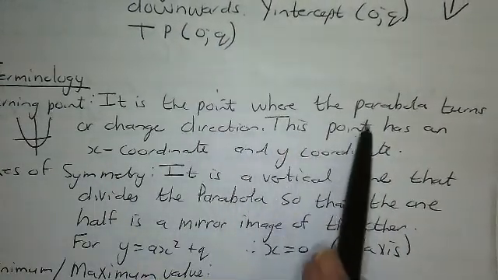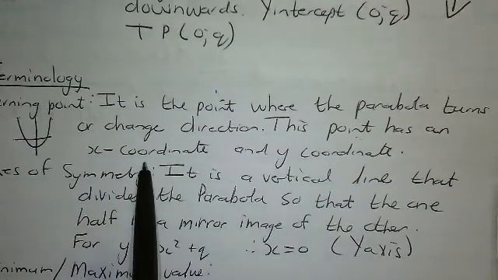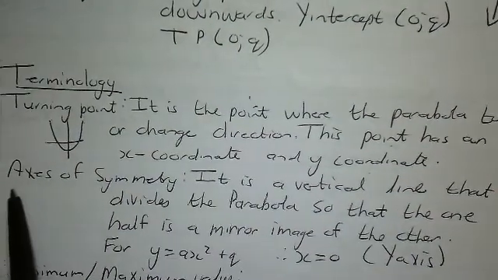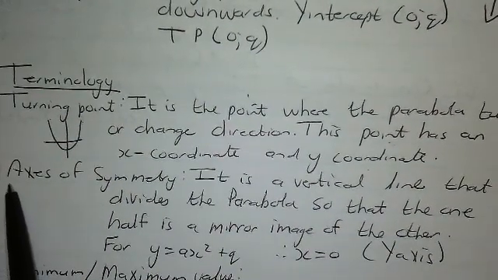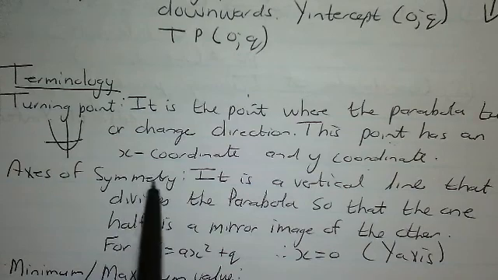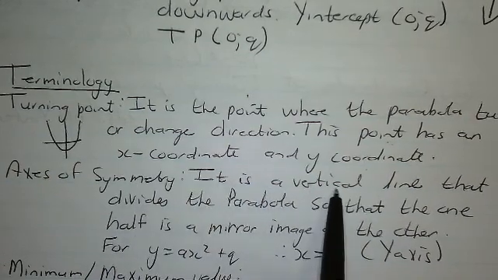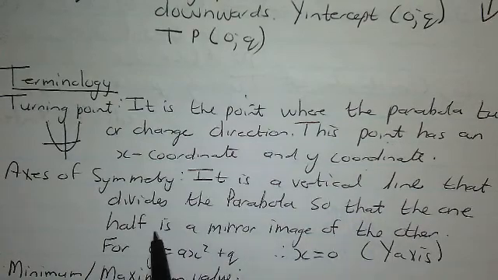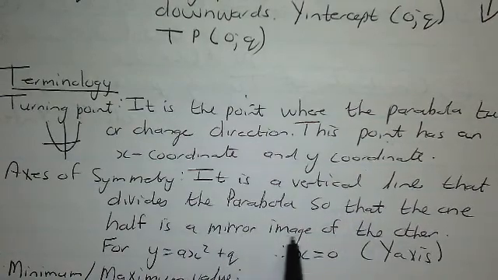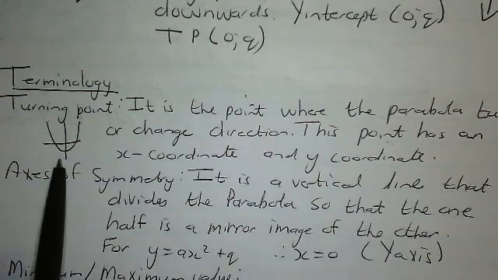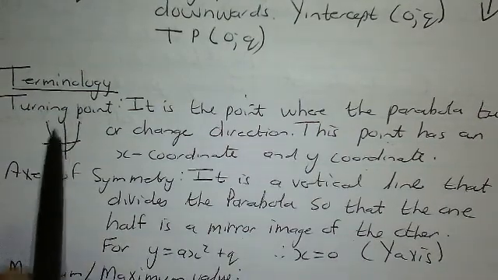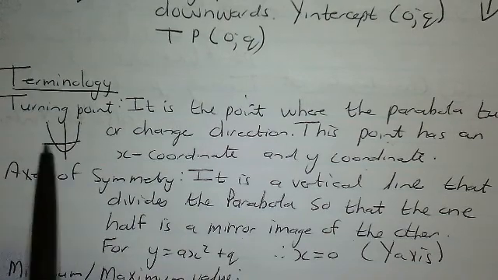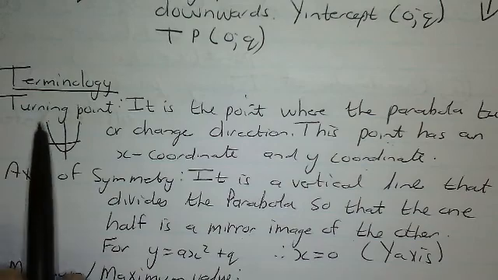This point, because it's a point, has an x coordinate and a y coordinate. The next thing you must remember is the axis of symmetry. Now what is that? It's a vertical line that divides the parabola so that the one half is the mirror image of the other. So if you look at this above one, the parabola here, can you see that the y-axis is in the middle? That's the line of symmetry, because your left hand side is the mirror image of the right and vice versa.